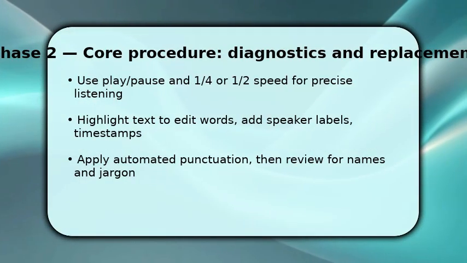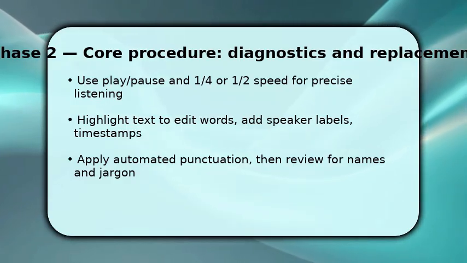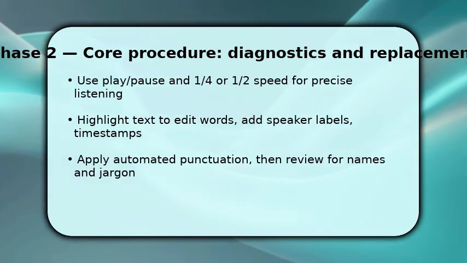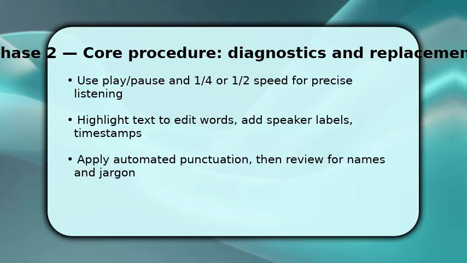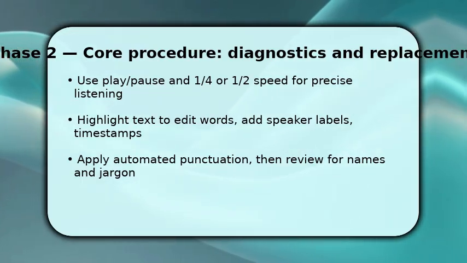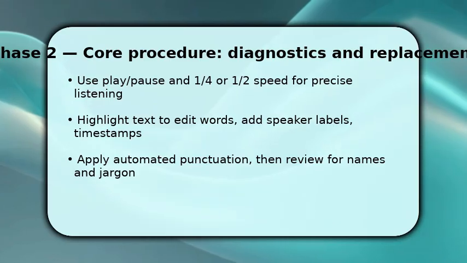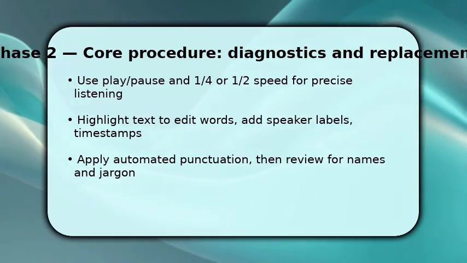Now you refine the raw transcript. Play the audio at half or quarter speed to catch unclear words, and use the waveform to jump to exact moments. Highlight any segment to change text, assign or merge speaker labels, and insert timestamps where needed.